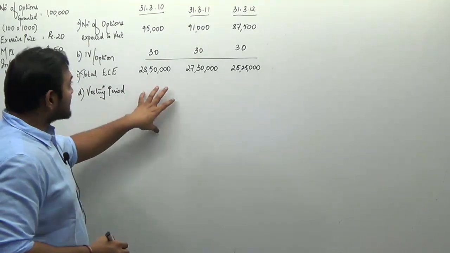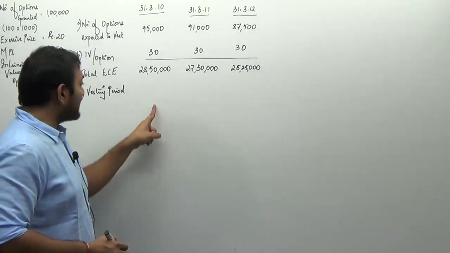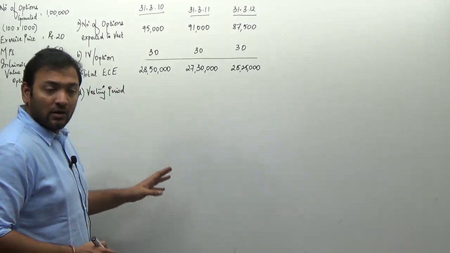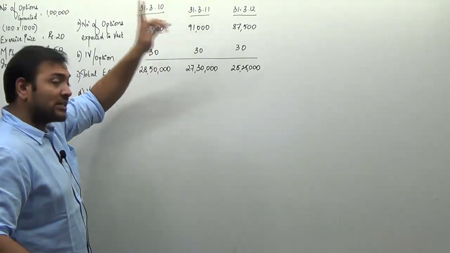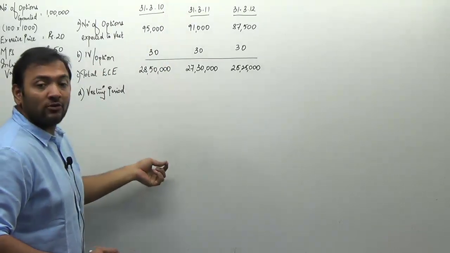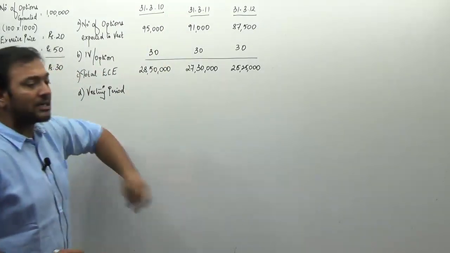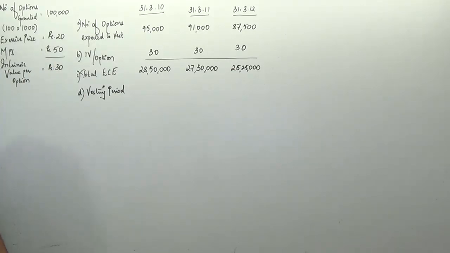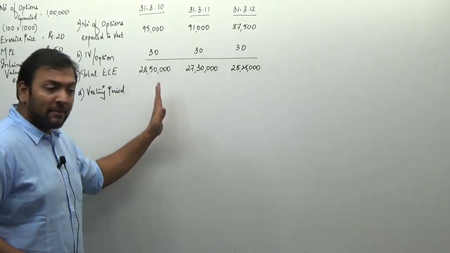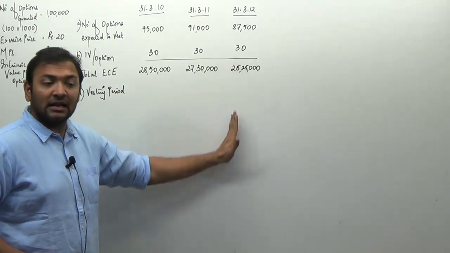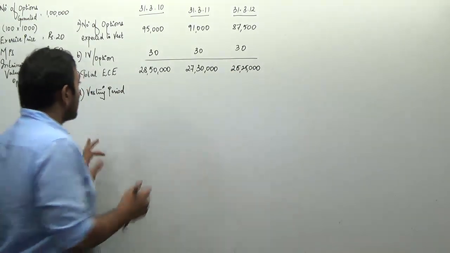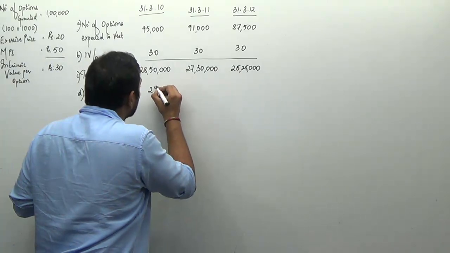Vesting period. If the options were vested in the year 1 itself, I would have directly written vesting period is 1 year here. But on 31st March 2010, vesting condition was 16% net profit. I got only 14% net profit. I know that the vesting period is not 1. On 31st March 2010, my reasonable expectation will be that the vesting condition will be met at the end of year 2. So my vesting period will be taken as 2 years.